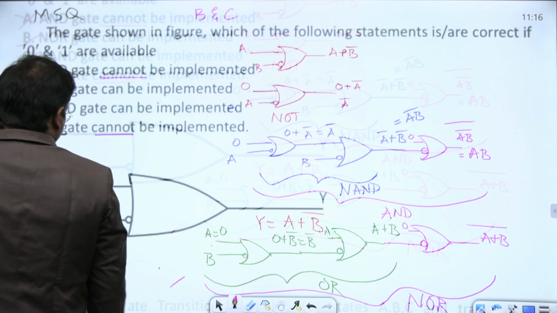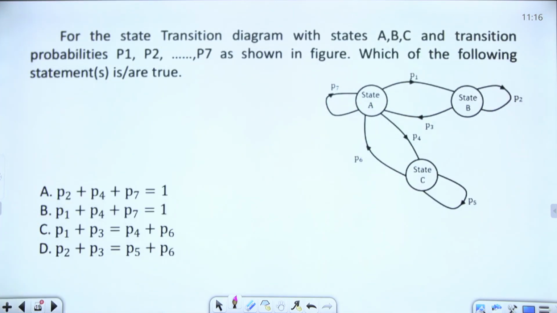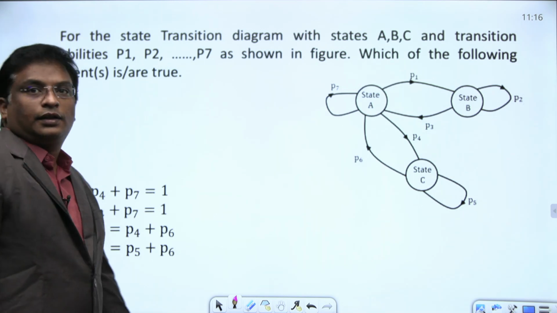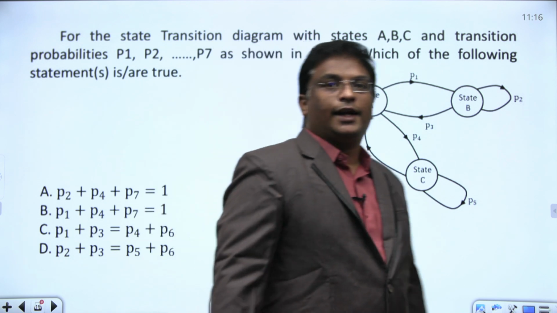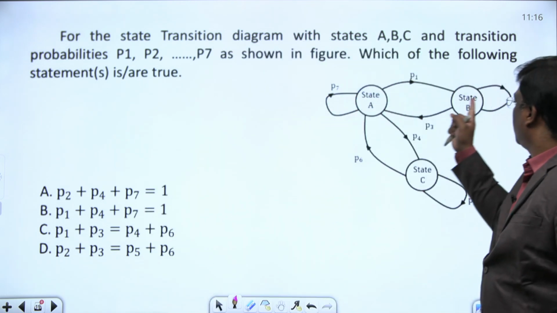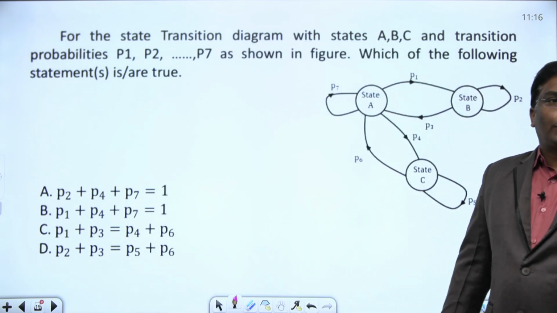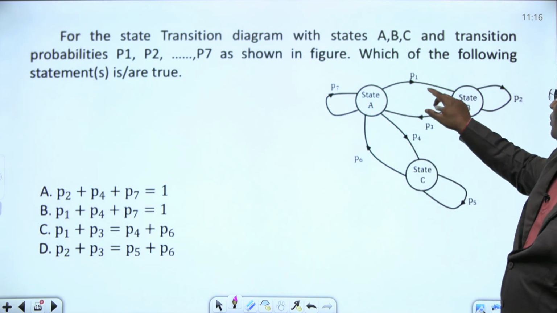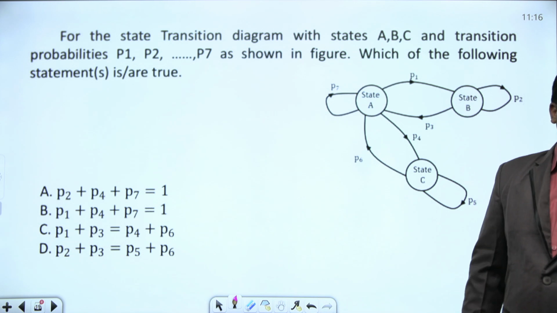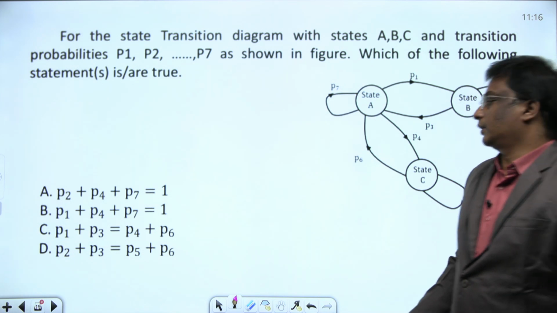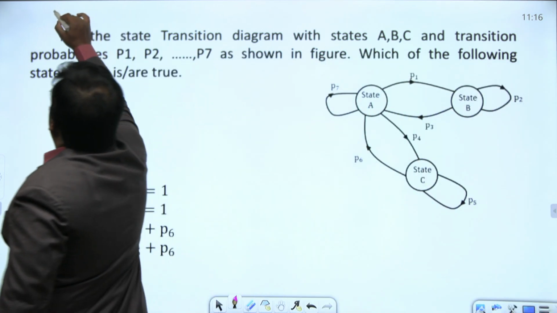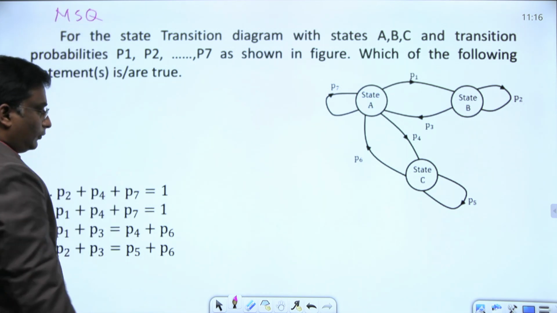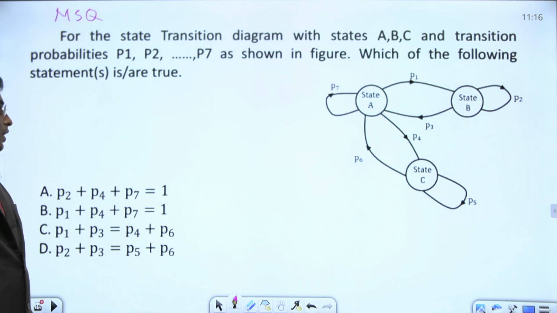This is a question given from digital electronics. See the question: for the state transition diagram with states A, B, C, state A, state B, state C, probabilities P1, P2, and so on up to P7 are as shown in the figure as state transition probabilities. Which of the following statements is correct? This is also an MSQ question, multiple select question.